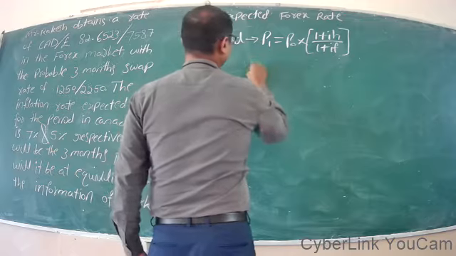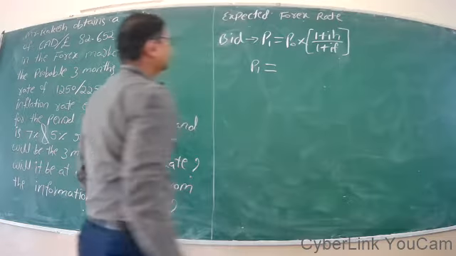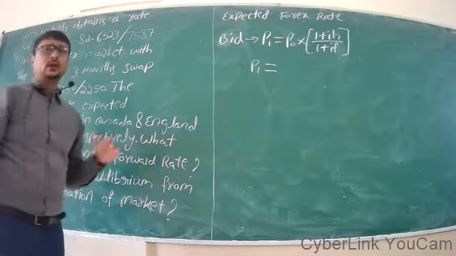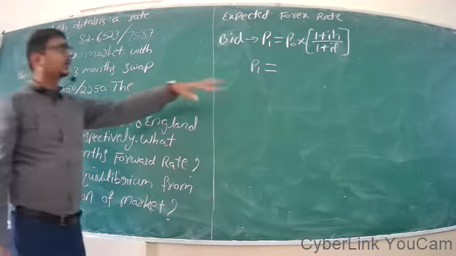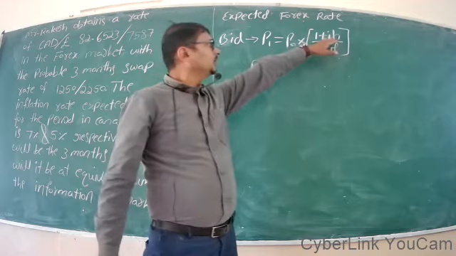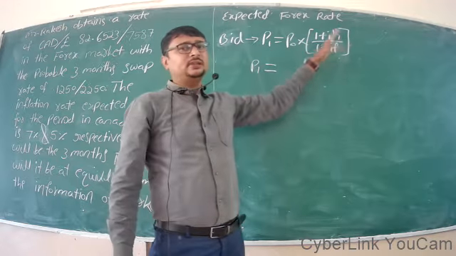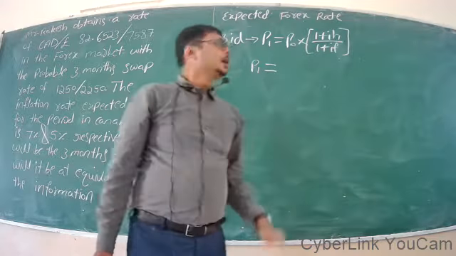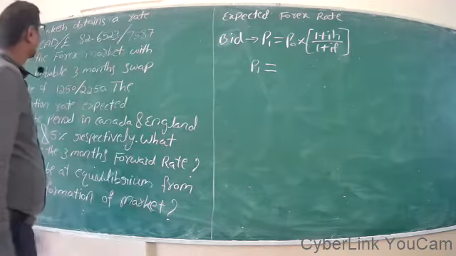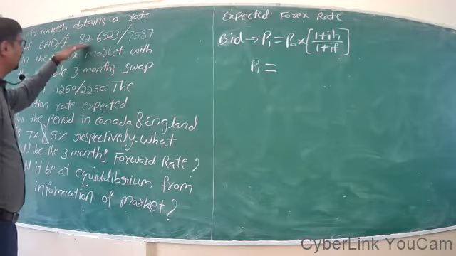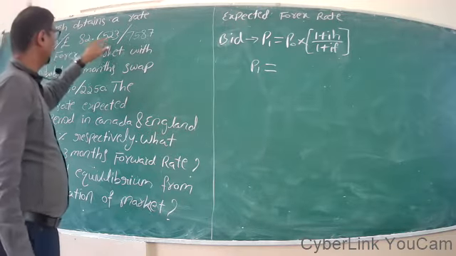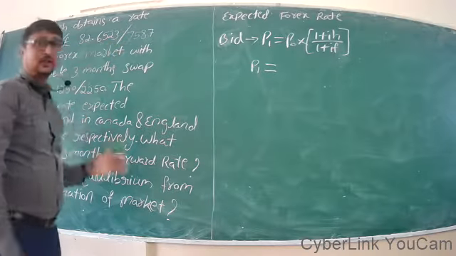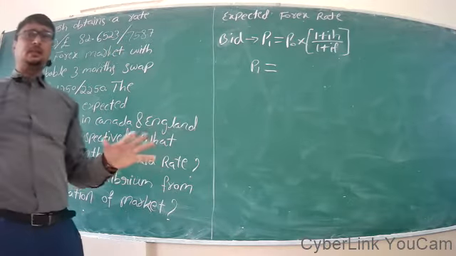So bid P1, bid given in the problem. Again we need to identify which one is the home currency, because the inflation rate in home currency divided by inflation in foreign currency is given in the formula. So in the given quotation, Canadian dollar per sterling pound, it is 82.6523 and 82.7587 Canadian dollar per sterling pound.